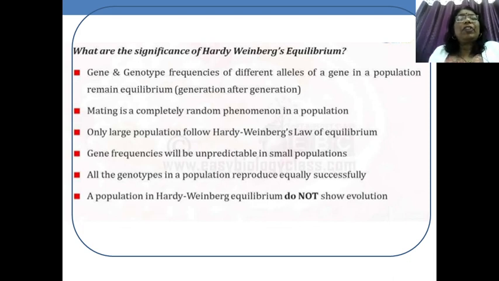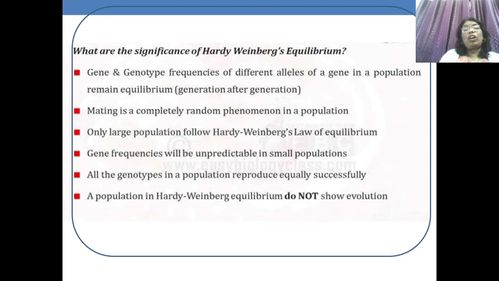There are certain significances. First, the gene and genotype frequencies of different alleles of a gene in a population remain in equilibrium generation after generation. Mating is a completely random phenomenon in a population. Only a large population follows the Hardy-Weinberg law of equilibrium. Gene frequencies will be unpredictable in a small population. All the genotypes in a population reproduce equally successfully, and a population under the Hardy-Weinberg law shows equilibrium in this manner. It does not show any evolution.